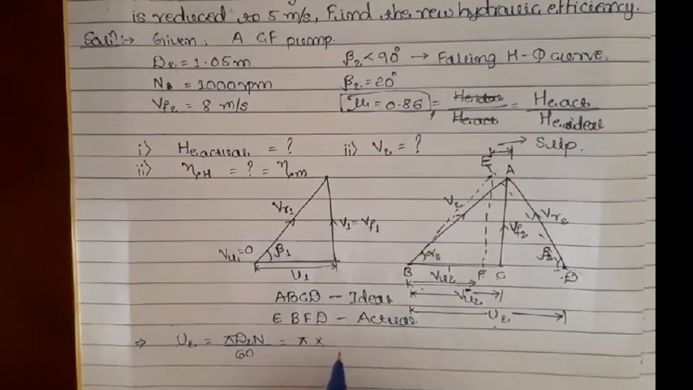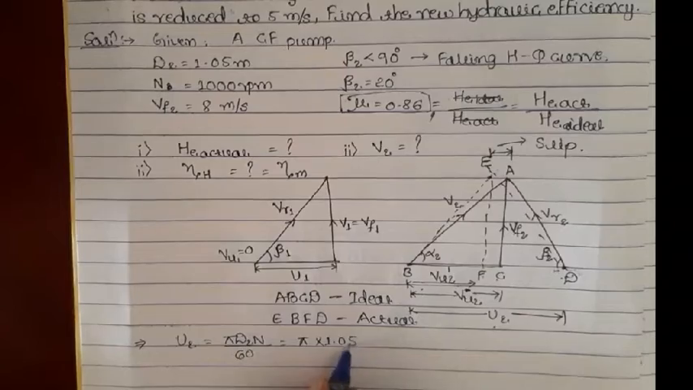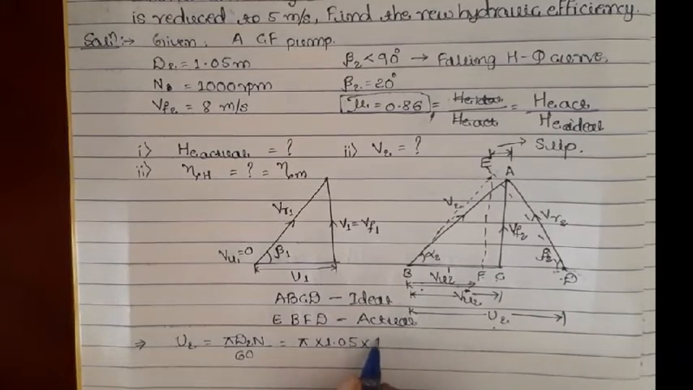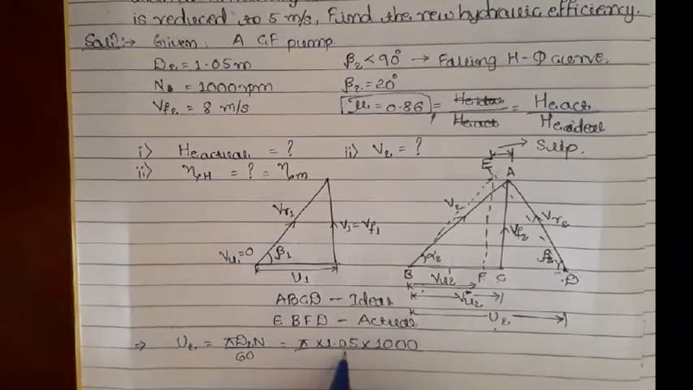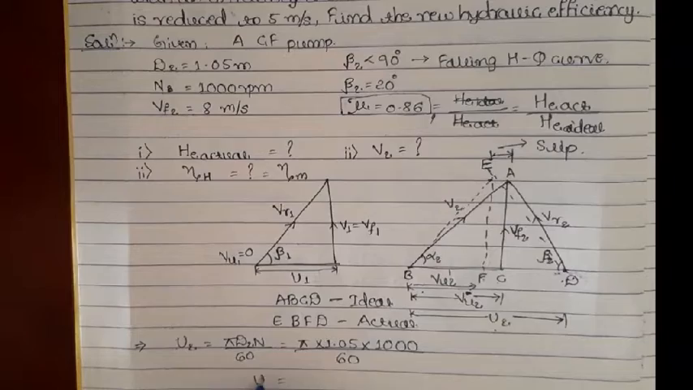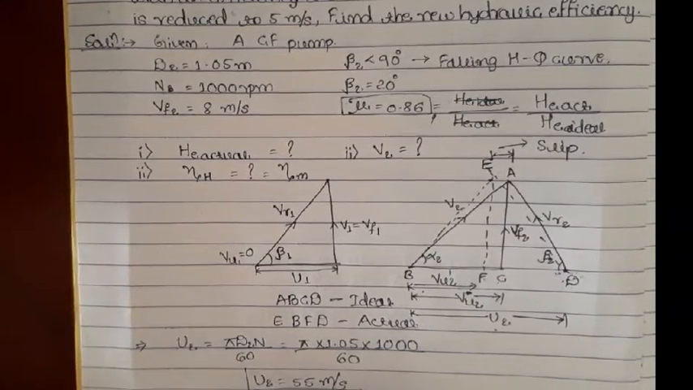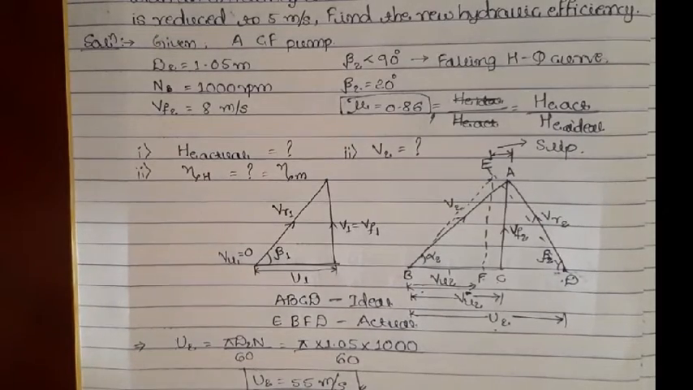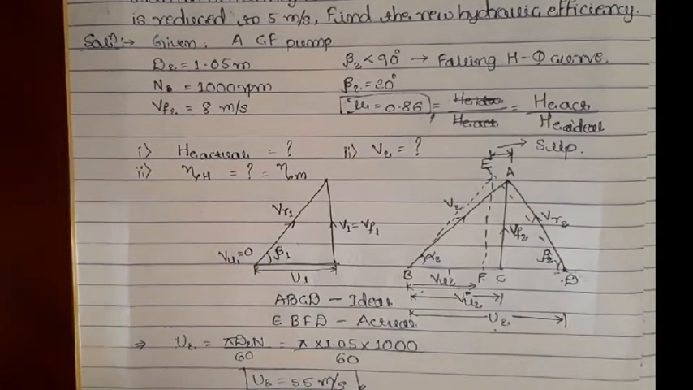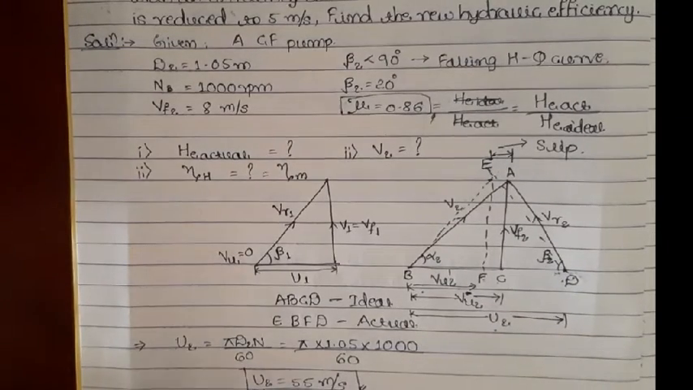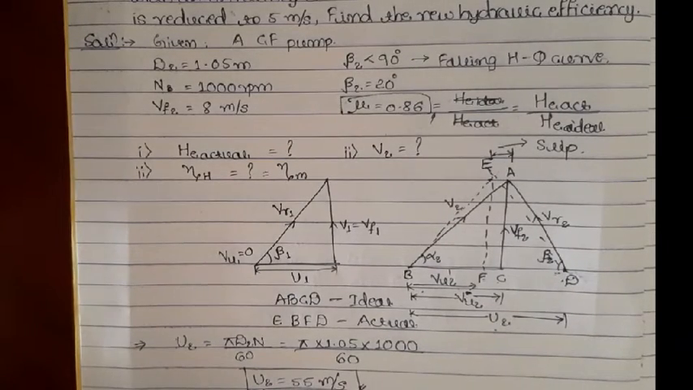So pi into diameter at the outlet, 1.05 meter, into N, which is given to be 1000 RPM divided by 60. Upon calculation, U2 becomes 55 meter per second. Now let us see what else we can calculate. Since we know U2 and we have the triangle also, let us calculate the Euler's head.